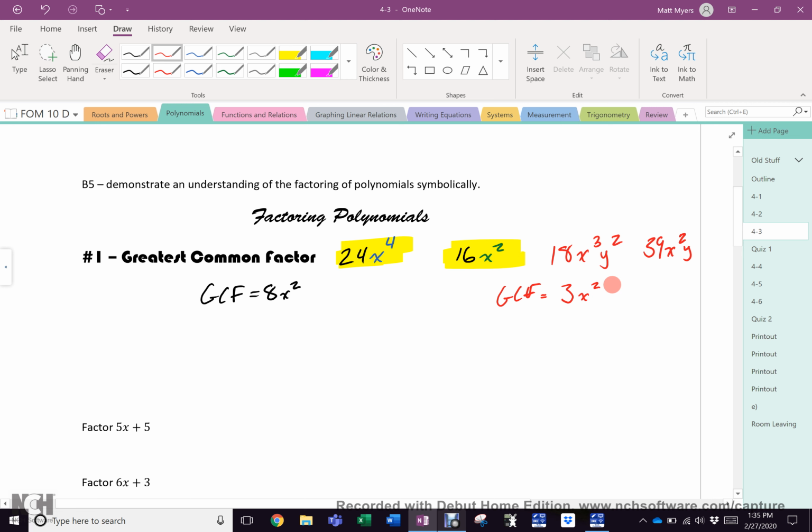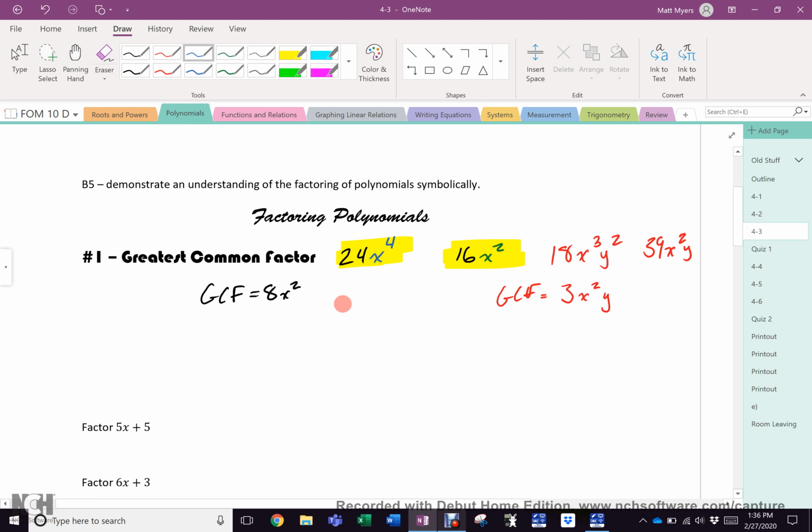X squared y. Why is it x squared y? I can plainly see this guy has 3 x's. But this guy only has 2. So the biggest amount of x's that are common are x squared. This guy has 2 y's. This guy only has 1 y. So the biggest amount of y's that is common is 1 y. Can everybody do this? Yes? Do we try one more before we actually go to what we need to be able to do?